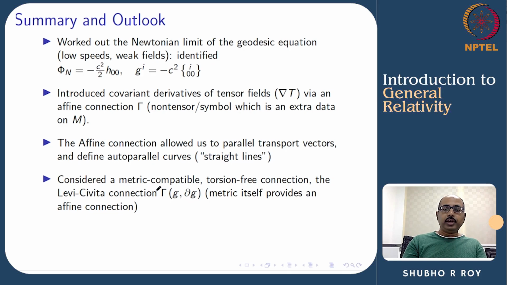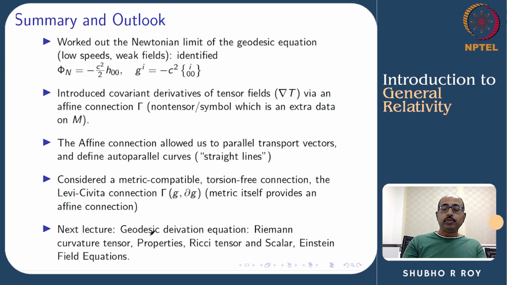Then we considered a special connection which is metric compatible and torsion free. This is called the Levi-Civita connection, which can be entirely solved in terms of the metric and its derivatives. The connection which is derived from the metric, like so, is called the Levi-Civita connection, and this is what we will use in general relativity.